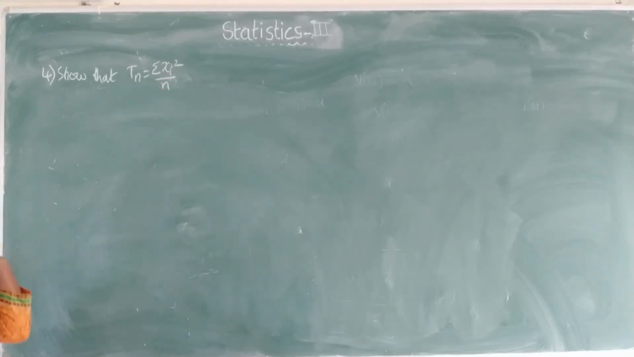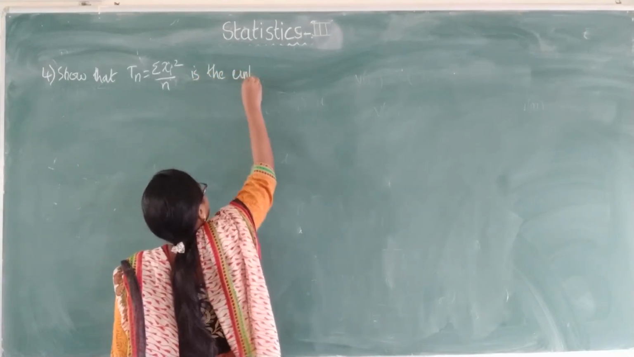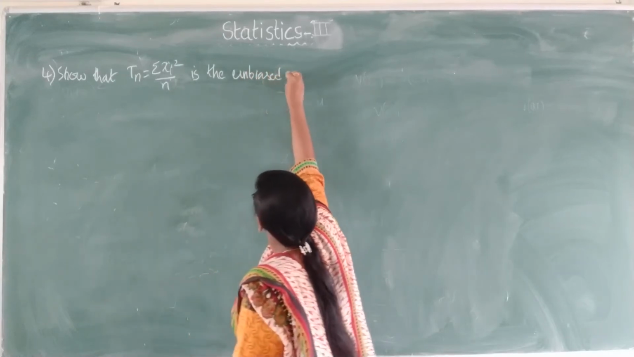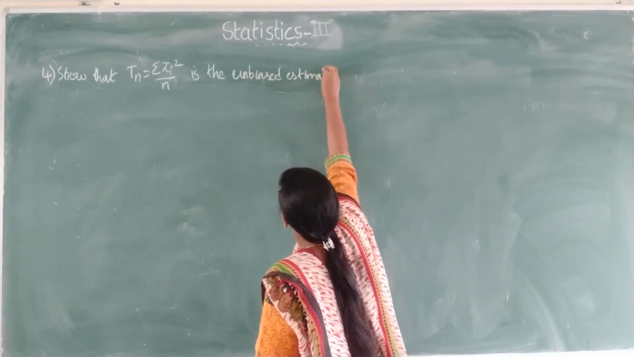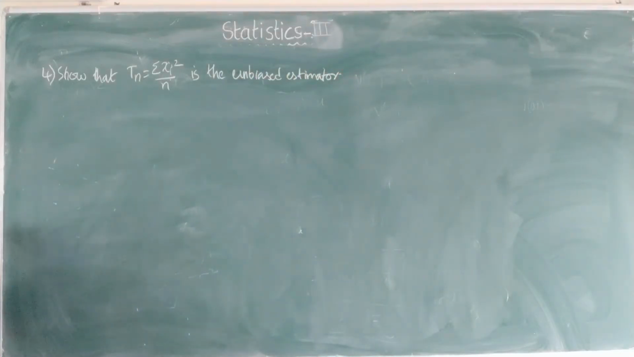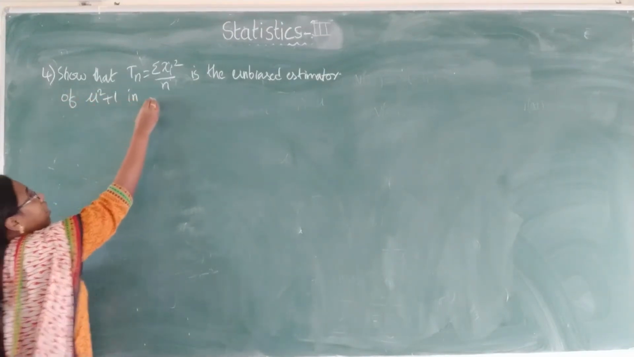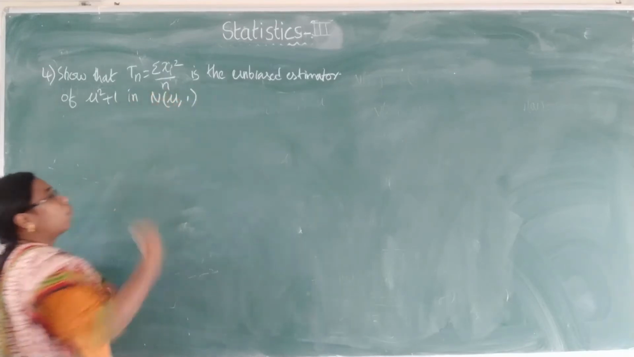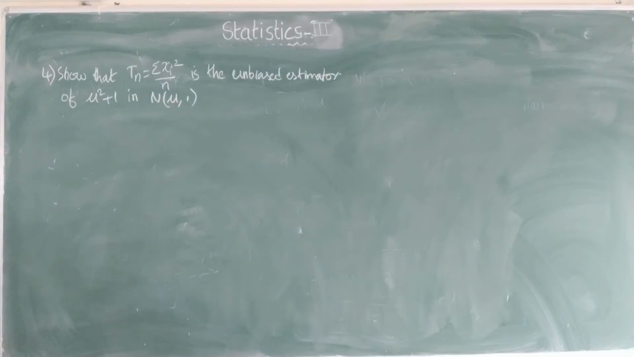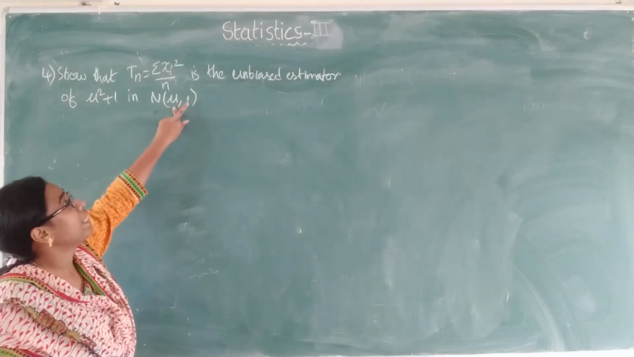So this is the estimator given, that is Tn equals summation xi square by n, the unbiased estimator. What is the estimate given? The unbiased estimator of mu square plus 1 in normal mu comma 1. So given that the sample is drawn from the normal population with mean mu and the variance 1.